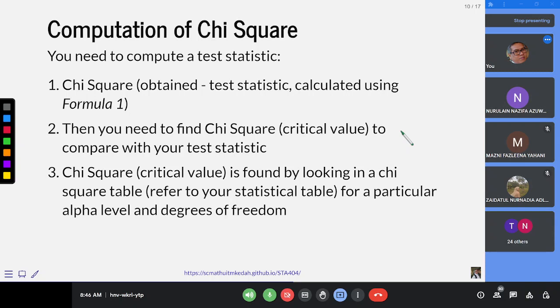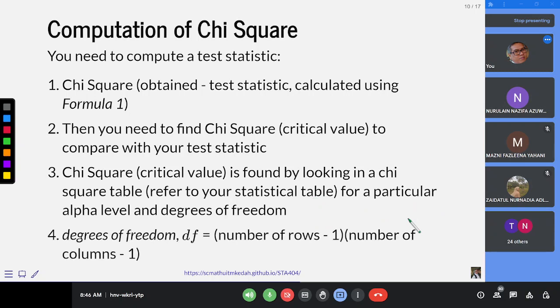Again, there are two things. In this case, you have the alpha level and the degrees of freedom. So you have to find the value of chi-square with alpha and degrees of freedom from the table. The degrees of freedom can be found by taking the number of rows minus 1, multiplied by the number of columns minus 1.